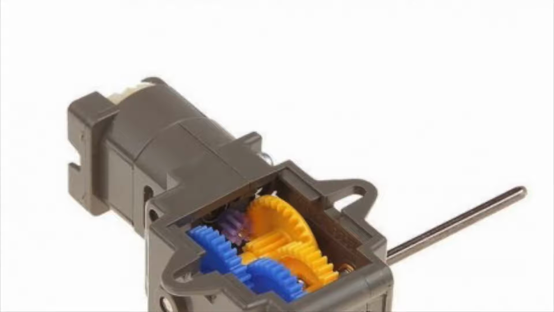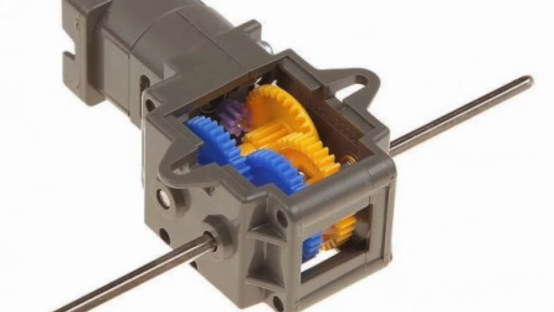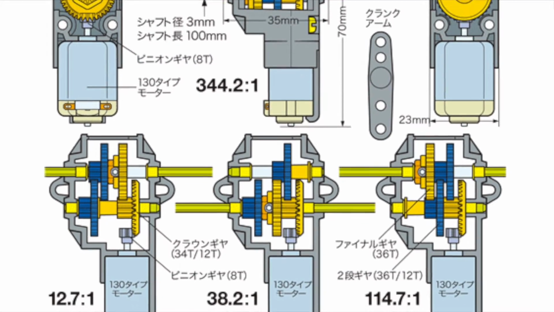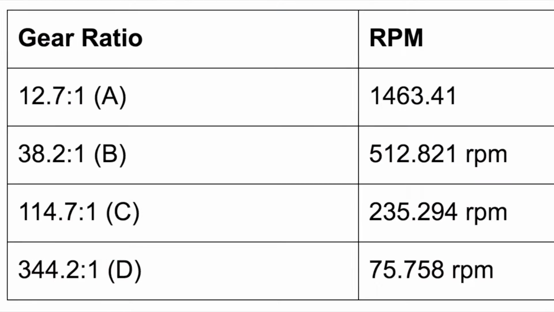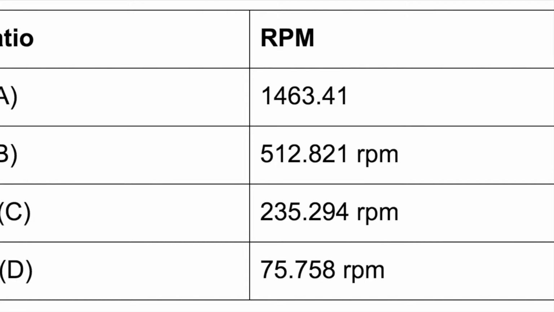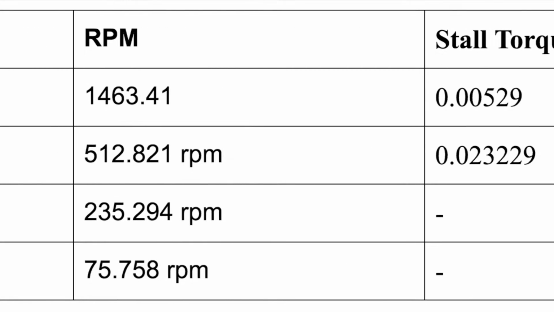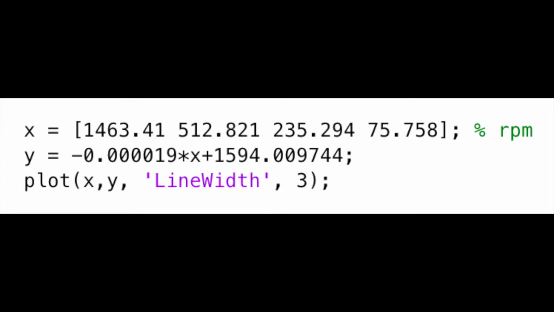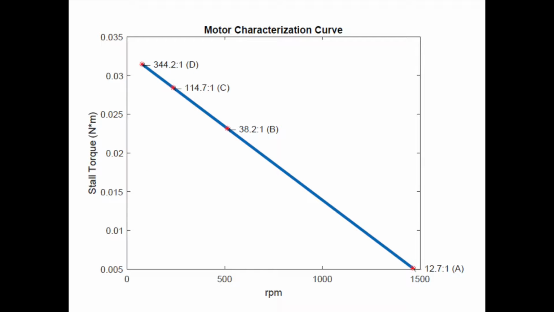One of the central concepts to this lab was the characterization of the motor. The rotations per minute, or RPM, at each gear ratio was measured, while the stall torque, or the torque load needed to stop output rotational motion, was measured for the small two gear ratios to prevent stripping of gears. Once this data was taken, we used MATLAB to calculate a function or motor characterization curve relating RPM and stall torque for each gear ratio.